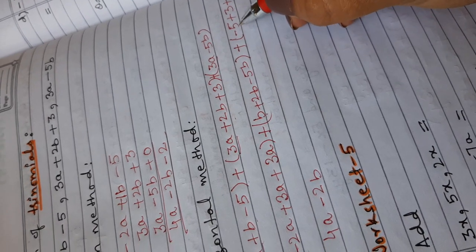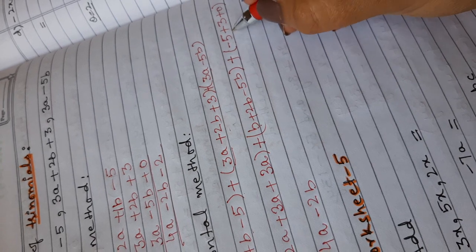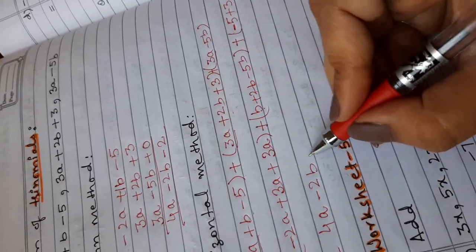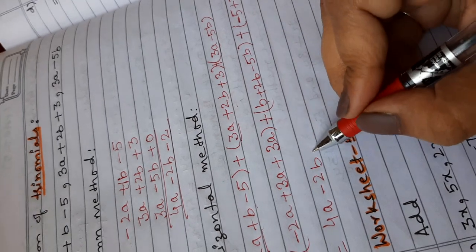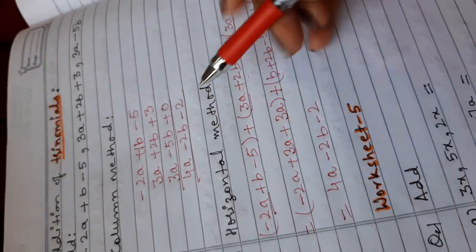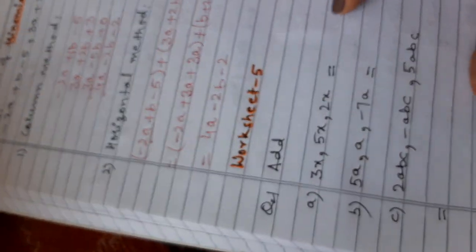minus 5 plus 3, because the signs are different, so here we have to subtract. 5 minus 3 is 2, and the sign of the bigger one is considered. So this is equals to minus 2, right? So this is your answer. You can again compare, both the answers are same.